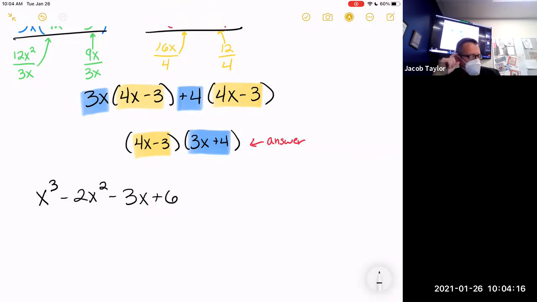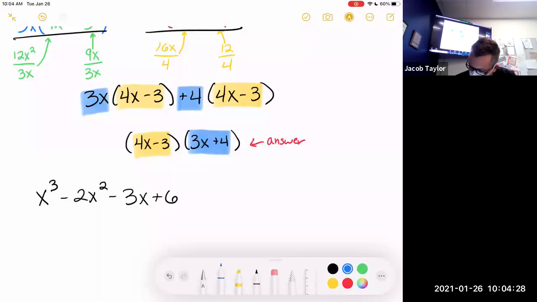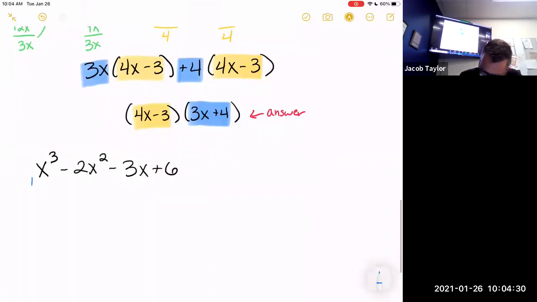Moving on. This factoring by grouping problem is a little bit different because there is a minus sign in between the two groups instead of a plus sign, which is going to change things for us a little bit. But let's go ahead and proceed as normal at first. So our first group will be x cubed minus 2x squared.